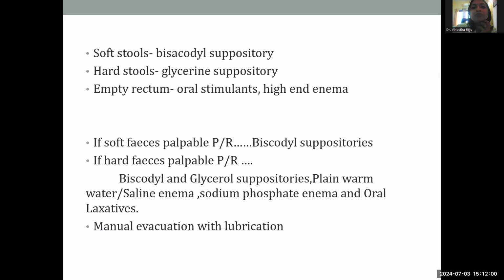Empty rectum, which Dr. Sunil was talking about, there is a ballooning of the rectum, which means that the fecal matter is high above. So for that, you will have to give oral stimulants, you will have to give a high-end enema. Okay, so these are all what have to be done.